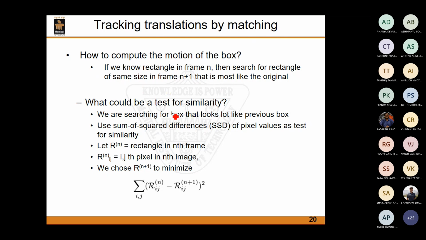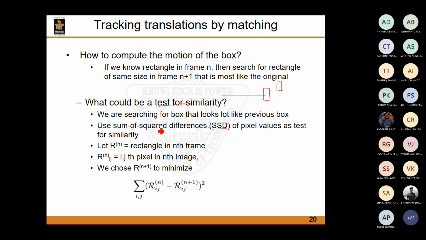So now let us say what could be a good test for the similarity. For testing the similarity of two patches, let's say this is one patch in one particular frame, and in the subsequent frame, let's say you have another patch, right? And these two are of the same size. We are trying to see how similar these two patches are. So in order to find a measure for this similarity, we can make use of SSD.